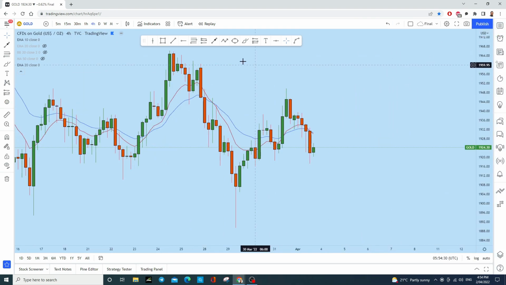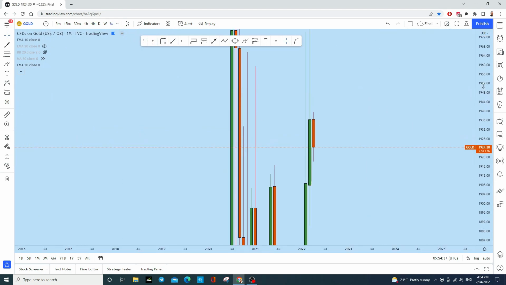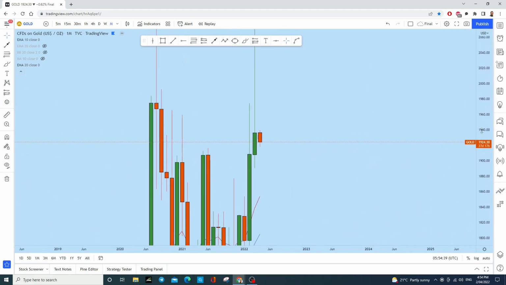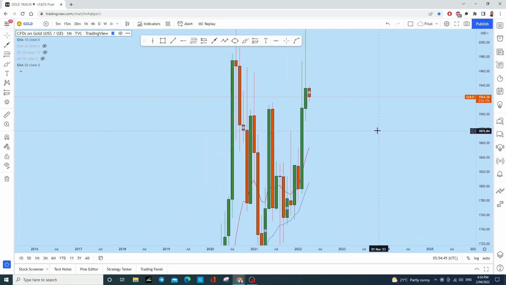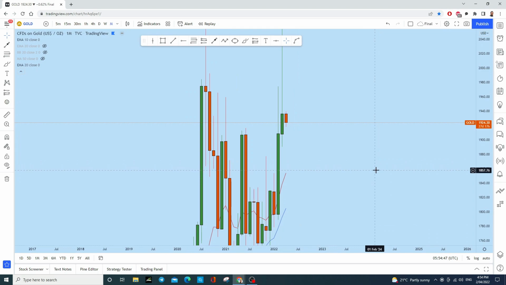So let's see, first of all, gold, we will see multi time frame analysis, and then we will see how we can trade. Now this is the monthly chart. Okay, so we'll see first of all the monthly chart, and then we'll go back to the lower time frame to see how we can enter a trade.